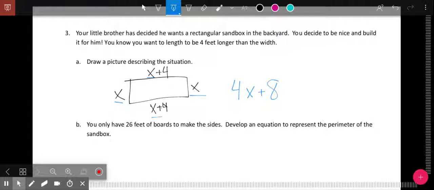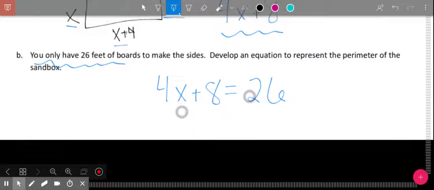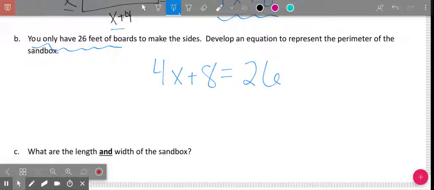Okay, so now I have to do something a little extra with it. I know I have 26 feet of boards to make the sides. So now I can actually figure out how long that width is going to be. So we're going to take this perimeter, our 4x plus 8, and we're going to set it equal to 26. Because now I can actually find what the length and the width need to be. I don't have to guess anymore. So this is just a two-step equation. So we're going to solve this. So we're going to subtract 8. So we'll get 4x is equal to 26 minus 8 gives me 18.